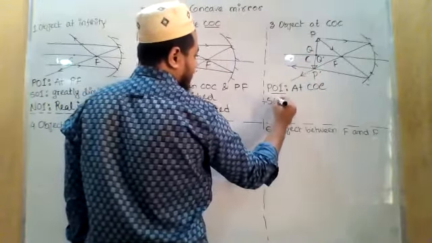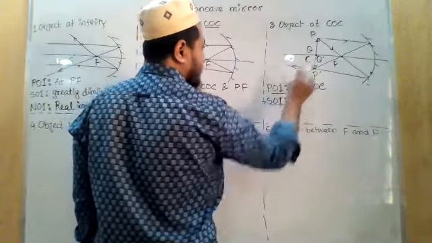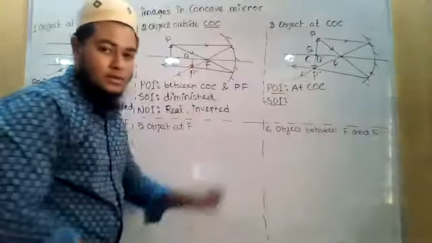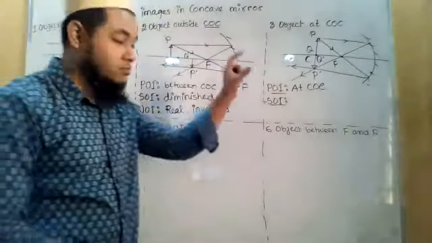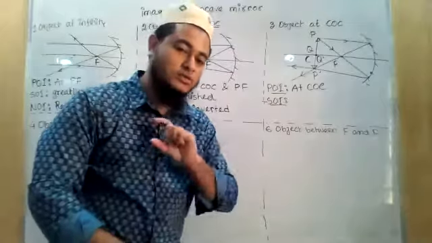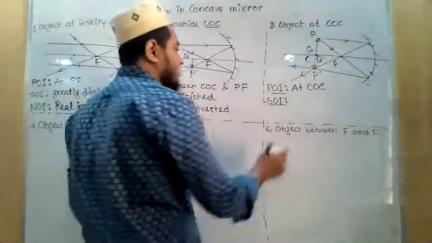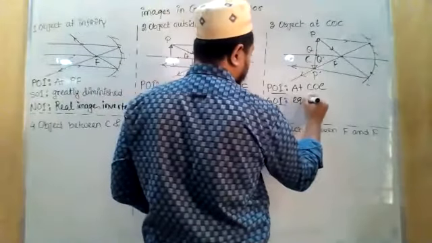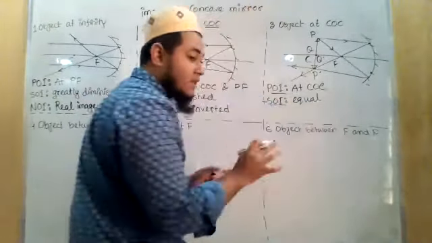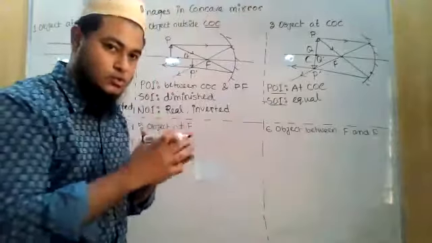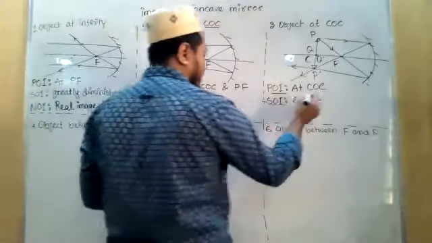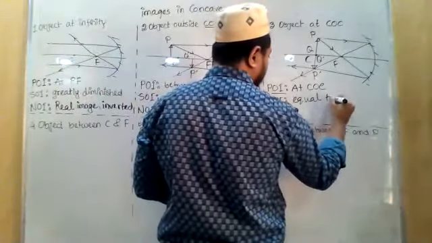And what will be the size of the image? It will be just equal, okay? The image size is going to be the same as the object. Equal. So neither magnified nor diminished. It has neither become bigger nor smaller, it is equal. So the size of the image will be equal to the object.